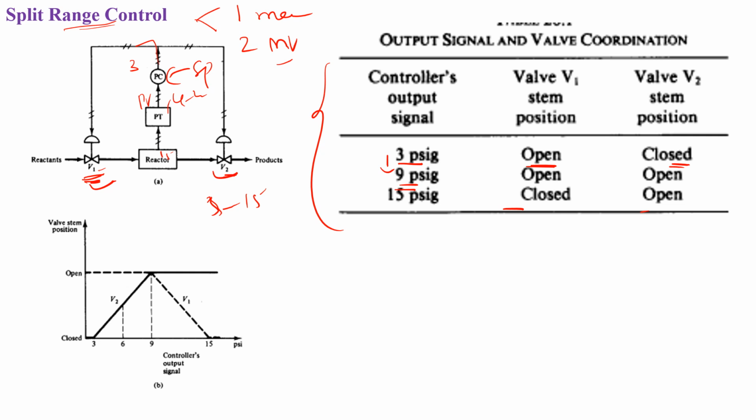So you have a coordination. This is the valve coordination. So we have to decide that. The same thing is expressed in this. This is the controller output signal. This is the valve stem position. This is valve 1. So when it is 3 psi, your valve 1 is open and valve 2 is closed. When it reaches 9 psi, then both are open. Here open means you see the stem position, and this is also open. Then when it is 15, your V1 is completely closed and V2 is open. So this is how your split range works.